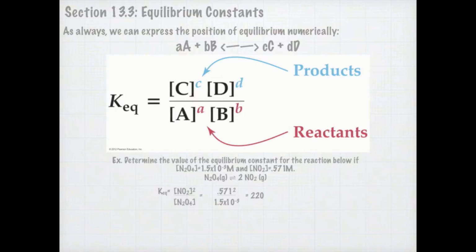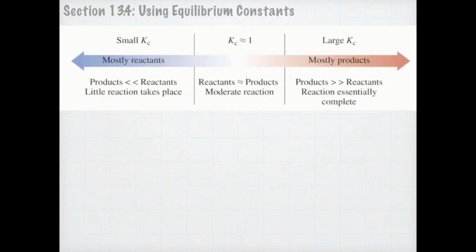So if you have more products than reactants, meaning your products are favored, that means your KEQ, your equilibrium constant, is going to be very large. It's going to be larger than 1. Okay? If you have more reactants than products, then that means your KEQ is going to be less than 1. It's going to be a fraction. So let's look at this.